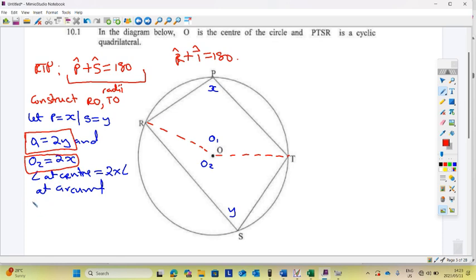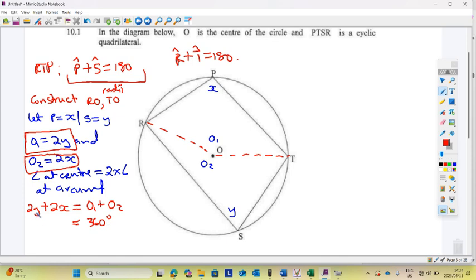So we are saying 2y plus 2x. The right side here, 2y plus 2x, is going to be equal to O1 plus O2. What do we get when you add these two angles here? We get a complete revolution there. So this is going to be equal to 360 degrees. That is a complete revolution there.